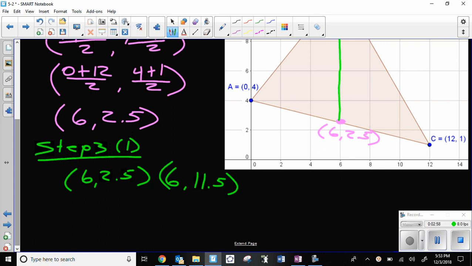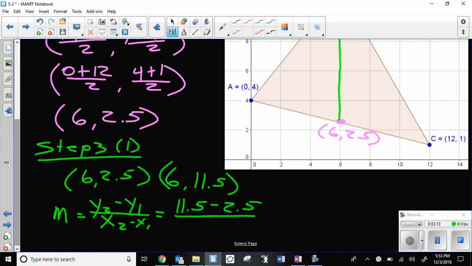and 6, comma 11.5. Again, when we find slope, we've got y2 minus y1 over x2 minus x1. So I've got 11.5 minus 2.5 over 6 minus 6. Alright, so on top, I'm going to have 11.5 minus my 2.5 is going to get us a value of 9 over 0, which is an undefined slope.